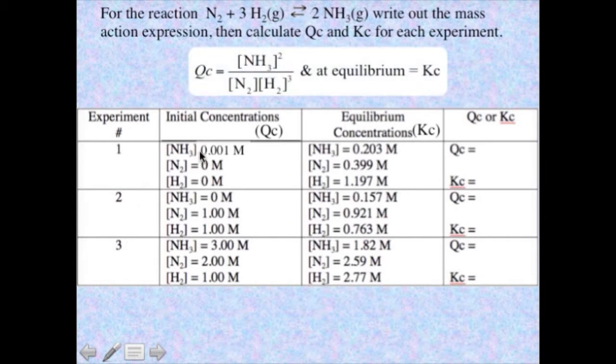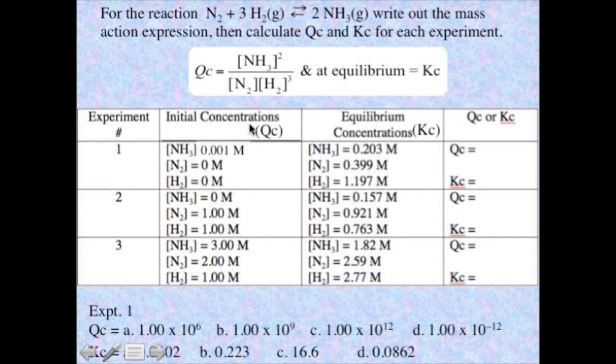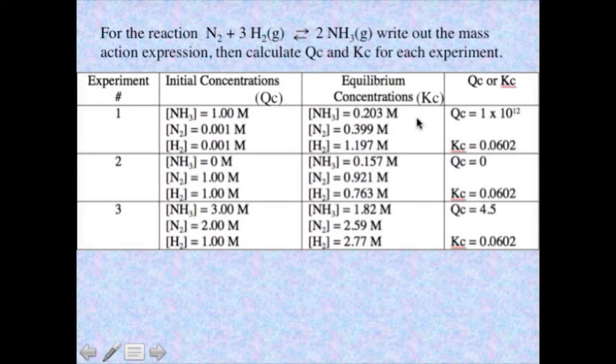Okay, so the mass action expression, of course, is this: products over reactants to the power of their coefficients. Now let's take a look at the actual values here. So for the first experiment, Qc is 1 times 10 to the 12, the initial value, and Kc, the value of Q at equilibrium, is 0.0602.